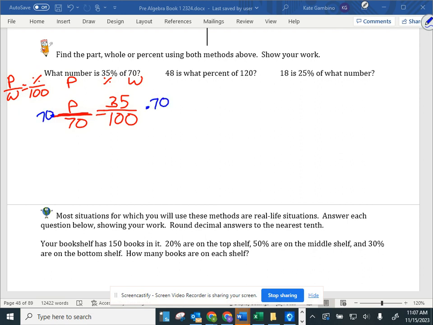Now, Damien took it a step easier and said, well, I don't want to do 35 times 70 and then divide it by 100. I know 35 over 100, putting it into my calculator, is the same as saying 0.35. 35 hundredths is 0.35. I'm going to multiply that by 70. So I am left with my part equals 0.35 times 70 is 24.5.